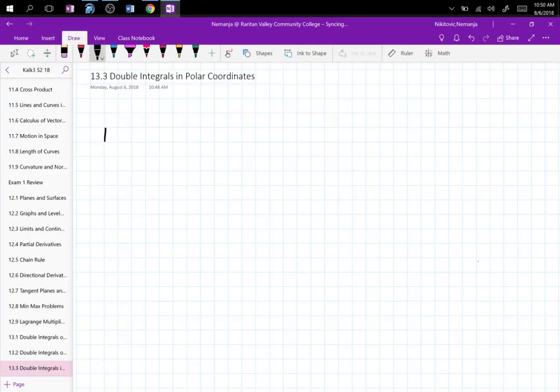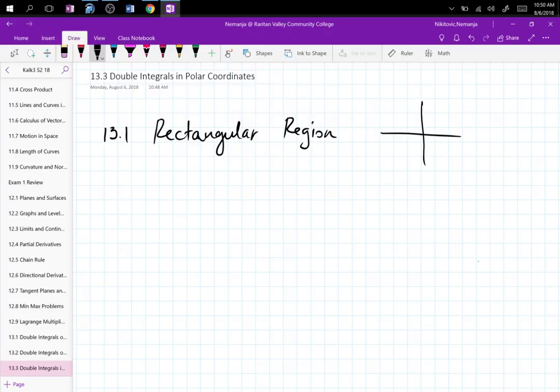So in 13.1 we had a rectangular region, which means that your domain was some sort of rectangle going from A to B and then C to D, and then your shape was built on top of it, and then you had the function z equals a function of x and y.